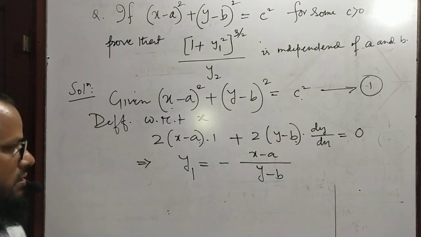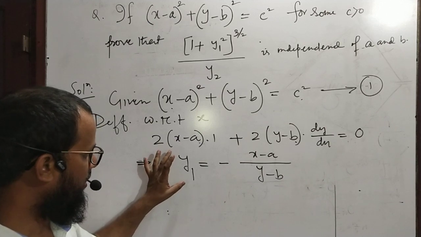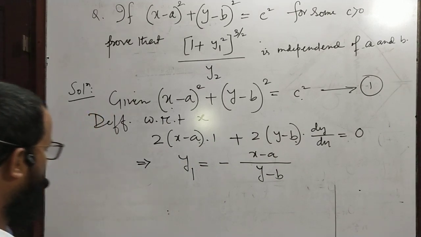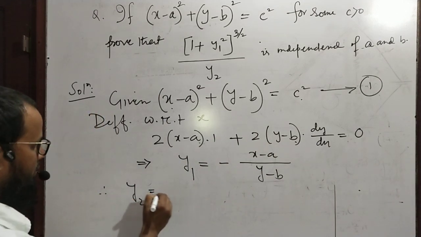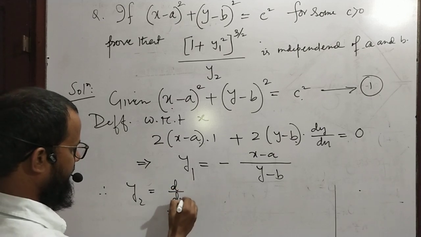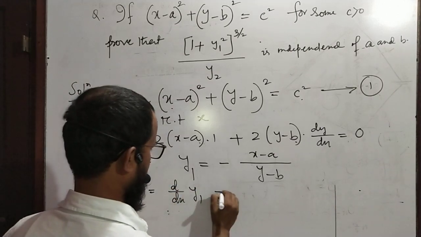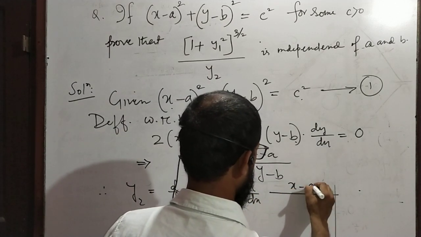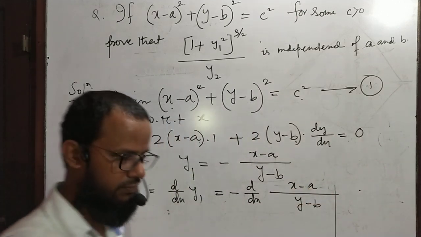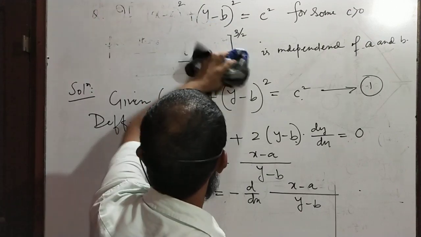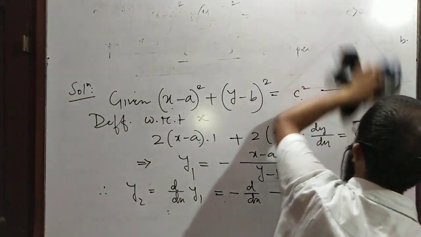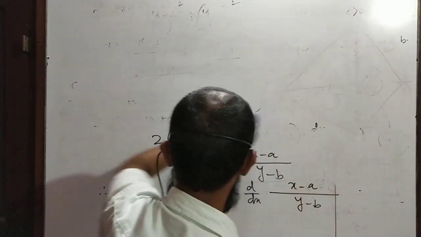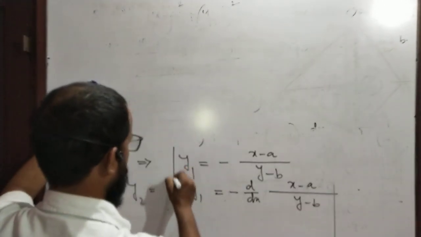Okay, so this is your y1. Now our aim is to find again what? y2. उसको फिर derivative करेंगे तो उस साइड को भी derivative करना पड़ेगा. Therefore y2 is equal to d/dx of y1, and what is y1? Minus, minus बाहर रहेगा, d/dx of x minus a divided by y minus b. Okay, now I'm going to find this derivative, differentiating this particular expression with respect to x. So here you have to remember this part, it is required for you.